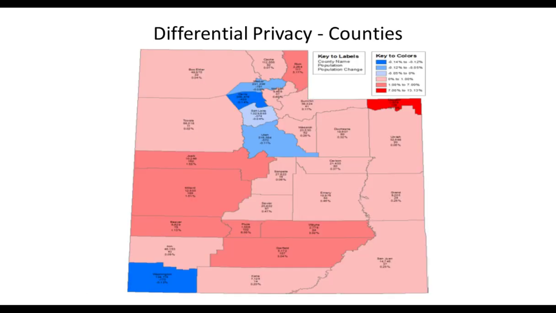I think it's that one. So if you can read that, you've got Davis County, which is where I live. It's a populated county. It's about the third fastest growing county in our state. We lose about 0.14% of our population, and out here in Daggett County, they gained 13% of their population in this county.